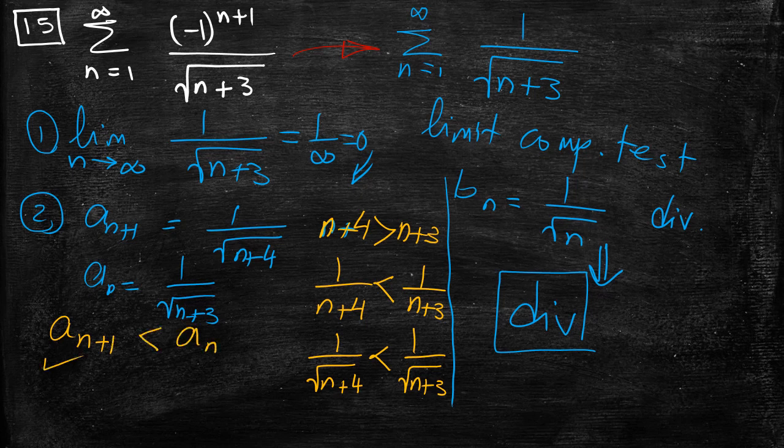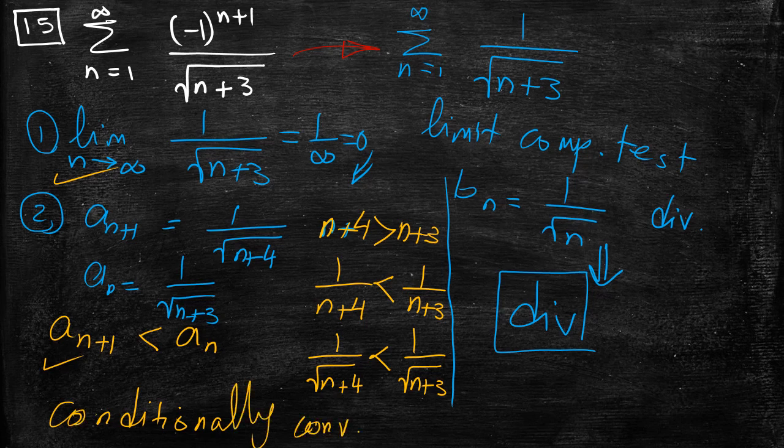Both conditions are satisfied, so my series right now is called conditionally convergent, which means it's convergent when it's alternating. If we return this series to all positive terms, it will return to being a divergent series.